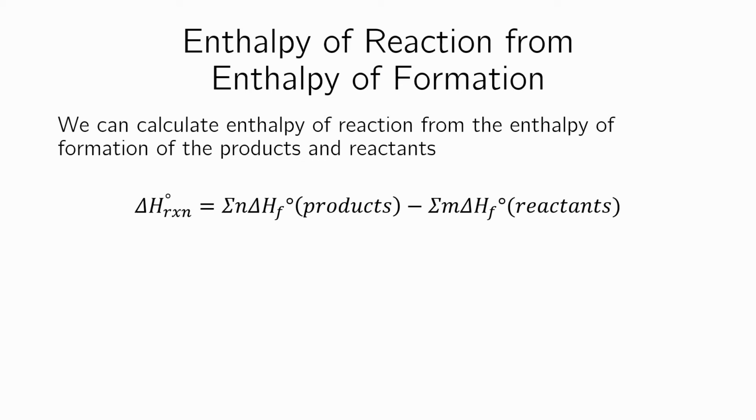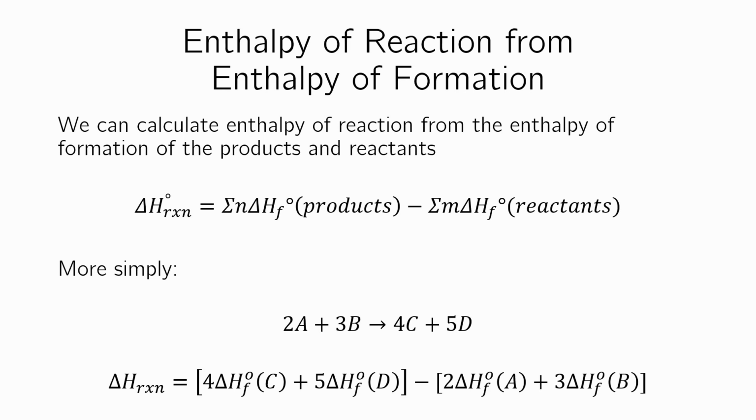Okay, and I think if we look at an example, this will make more sense. So if I have 2A plus 3B going to 4C plus 5D, the delta H of reaction would be, I need to look up the delta H information for C, that's a product, and for D, that's a product, and I have to multiply them by their coefficients. And then I have to subtract from this delta H formation of A times 2 plus delta H formation of B times 3.